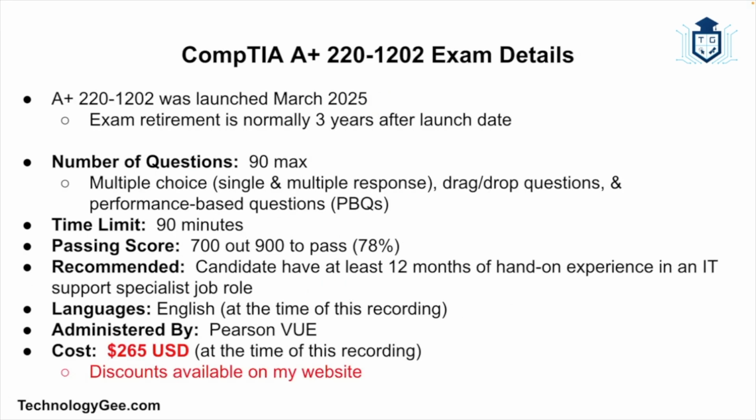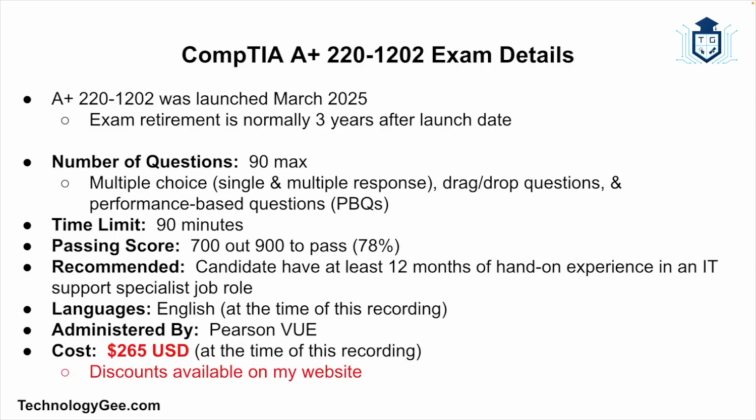All right, so let's go ahead and talk about some of the CompTIA 1202 exam details. CompTIA 1202 is the latest and greatest exam version, which was launched on March 25th, 2025. At the time of this recording, CompTIA has not scheduled a retirement date for this exam, but normally 3 years after the launch of an exam is when you can expect that exam to be officially retired, so they can begin introducing the latest version.